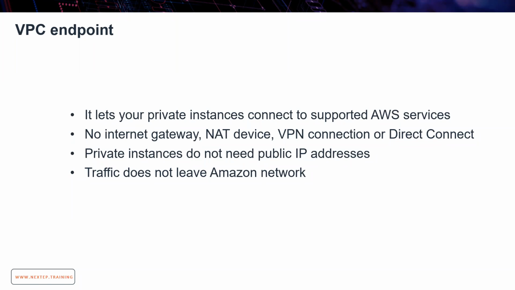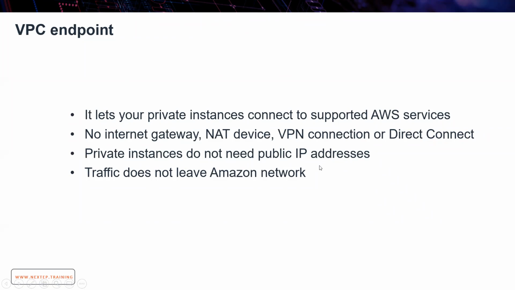Okay, so your private instance, it lets your private instances connect to supported AWS services like S3, DynamoDB, etc. No internet gateway, no NAT device, no VPN connection, and no Direct Connect. Magically, you'll get it. You will not be able to connect to any other systems, only to the VPC endpoints. So private instances do not need public IPs. No, because it doesn't leave the Amazon network. Traffic does not leave Amazon network.